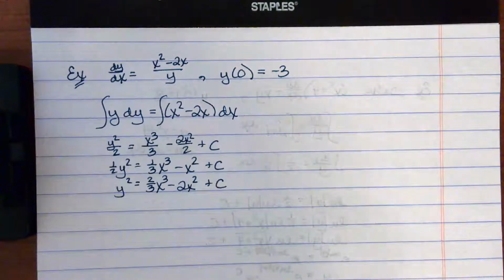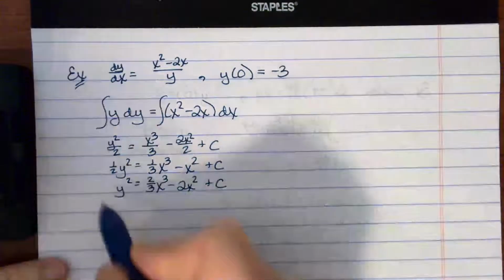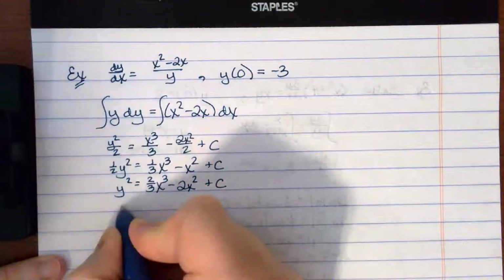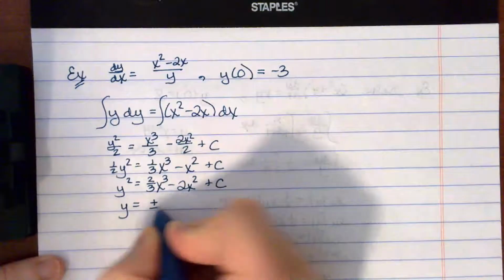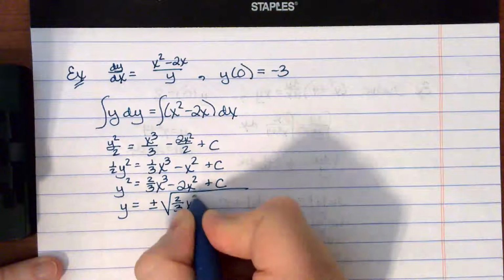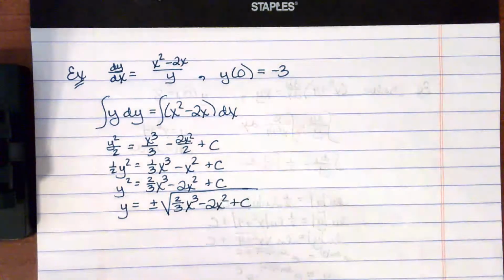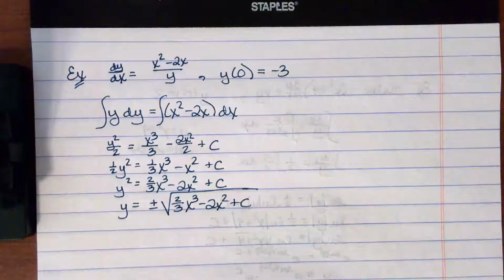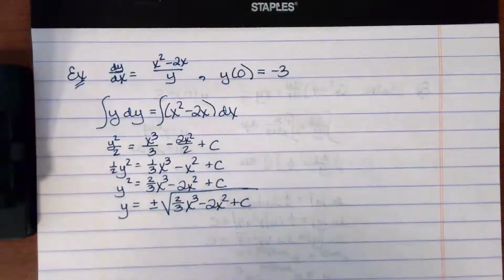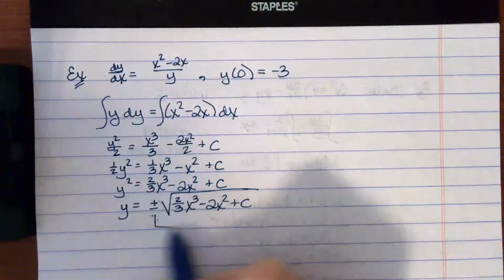Now, to undo the square, I'm not just going to take the square root. I need to do what? Not just the positive square root, but I need to take the plus or minus square root. And I'm going to get y equals plus or minus the square root of 2/3 x cubed minus 2x squared plus c. However, that's not okay. Your final solution needs to be a function, and the plus or minus makes this not a function. We need to pick one.